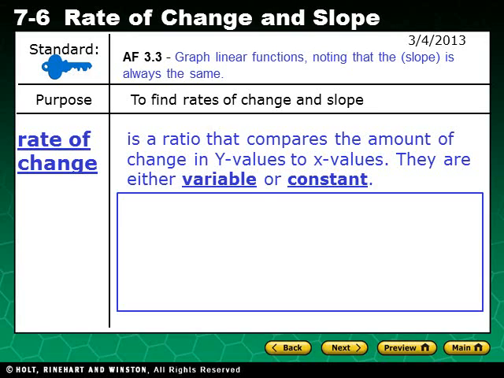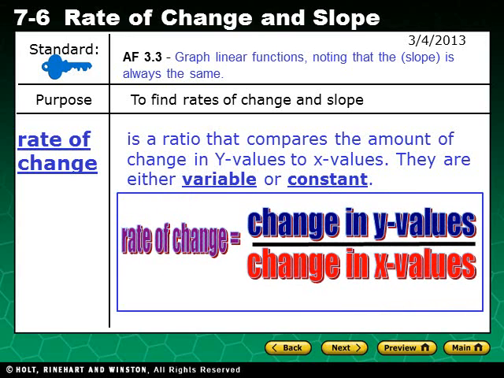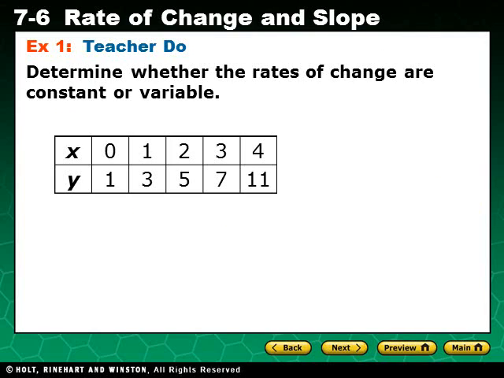Well, rate of change is a ratio that compares the amount of change in y values to x values. They are either variable or constant. So, rate of change is the change in y values over the change in x values. Okay, example 1. This is the one I'm going to do. We want to determine whether the rates of change are constant or variable.